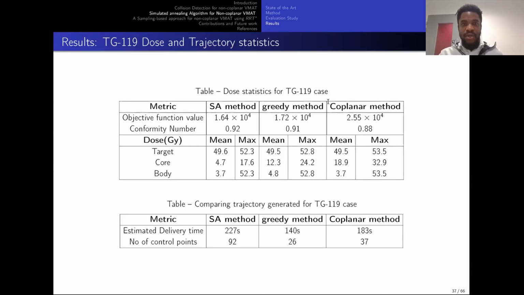And also, here we see the dose statistics to confirm the data that we are showing in the DVH. For example, we see that the conformity number for the TG1 case is much higher for the simulated annealing method. In the trajectory, we see that the simulated annealing method has more control points. So we have 92 control points when you compare it to the other methods, the greedy method and the coplanar method. So here we get more control points at the end of our trajectory optimization.